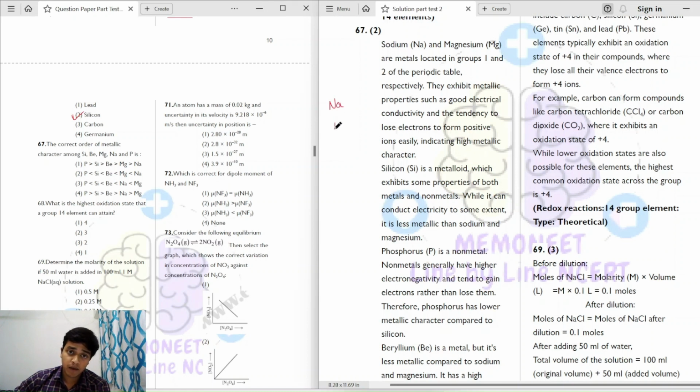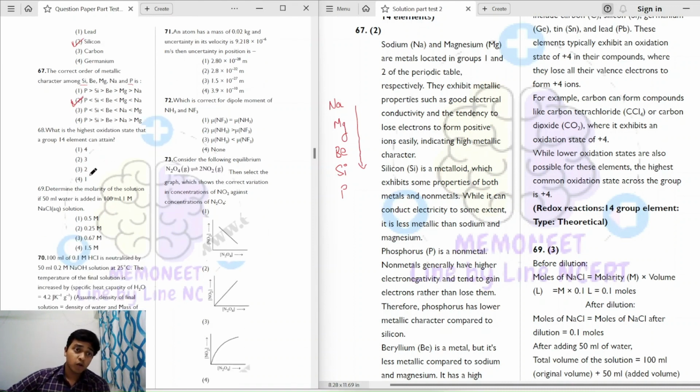Sodium will be the strongest metal, followed by magnesium, and then it will be followed by beryllium because beryllium lies in the second period, so it has a higher ionization energy and is thus a bit weaker metal as compared to sodium and magnesium. Next, we have to talk about silicon and phosphorus. So silicon is a metalloid, so it shows some properties of metals and some of non-metals, whereas phosphorus is a non-metal, so it will not show any metallic character. So silicon will be more metallic as compared to phosphorus. So this will be the correct order of metallic character in the decreasing order. So sodium will be the highest, followed by magnesium, then beryllium, silicon, phosphorus. So correct answer will be option 2. Moving on to the next question.